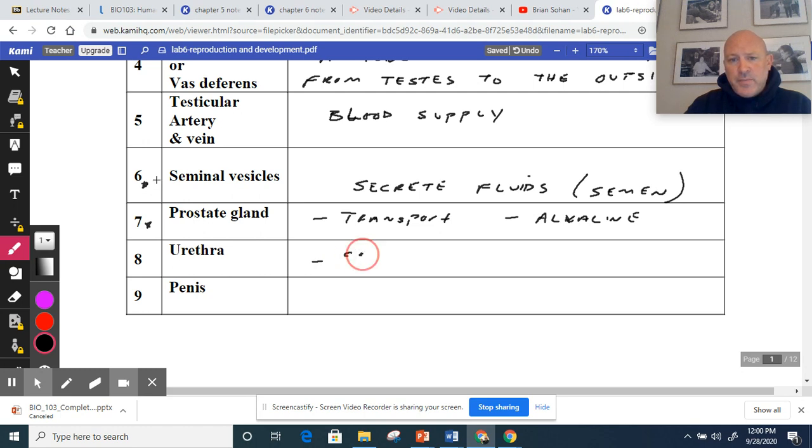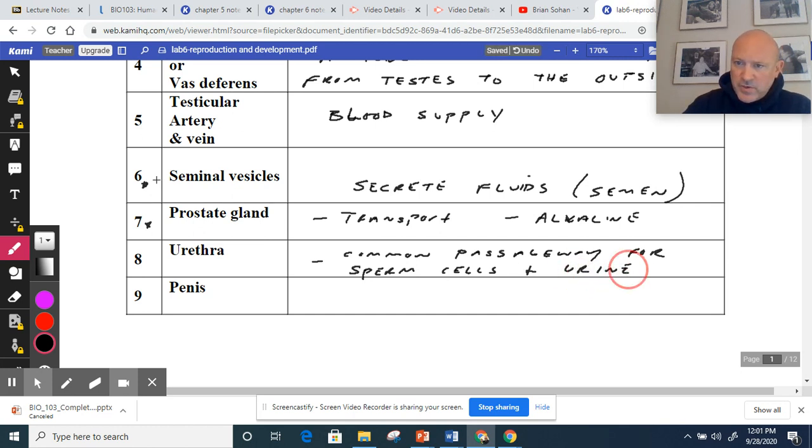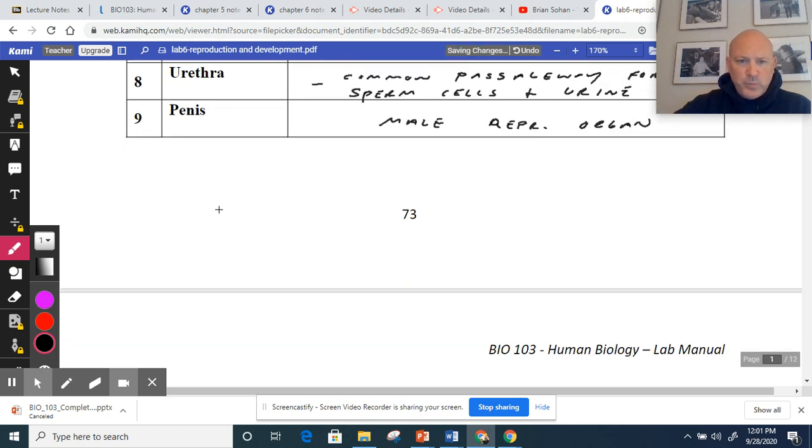This is a common passageway for not only these gametes, but also for urine. It's a urine pathway. And the urethra is inside of this structure. We could just say this is the organ. All right, moving on.